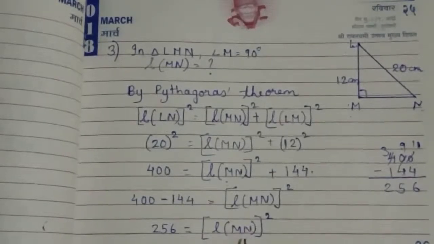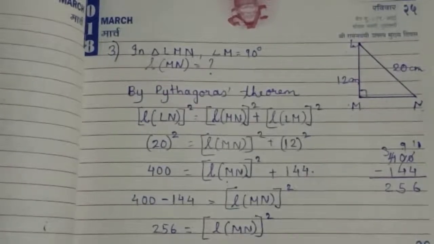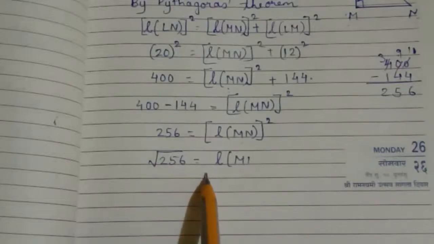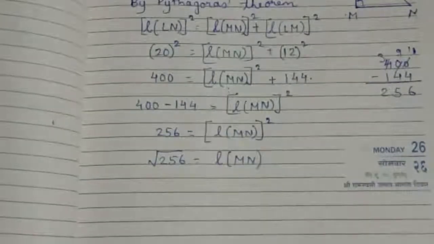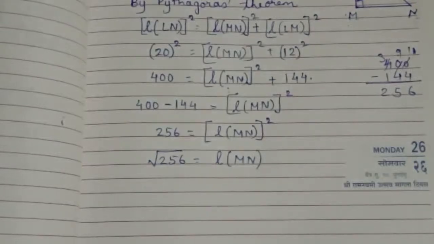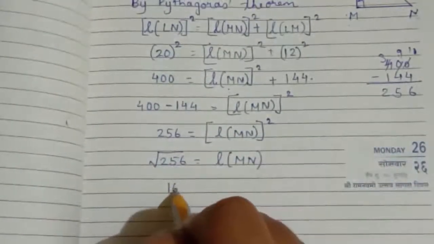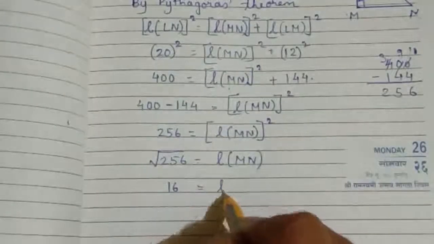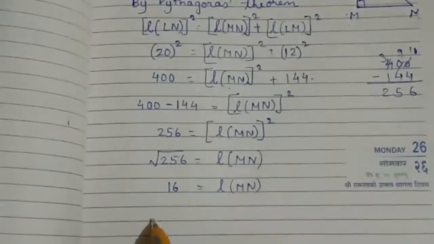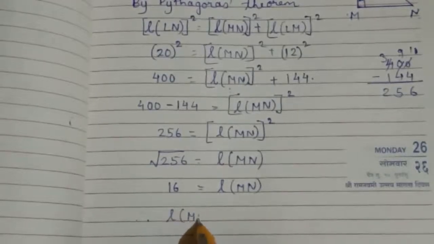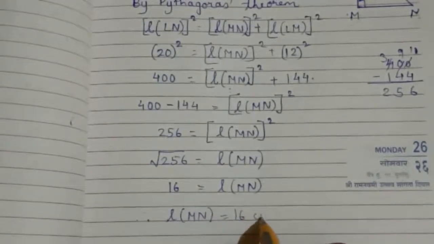Now this square, I will take to this side, will it become root of 256? So root of 256 is equal to length MN. Now, 256 is the root of what? Yes, very good, you have to learn the roots, square roots. So 16 into 16 will give us 256. So it will be 16, is equal to length MN. Therefore we can write length MN is equal to 16 centimeters.